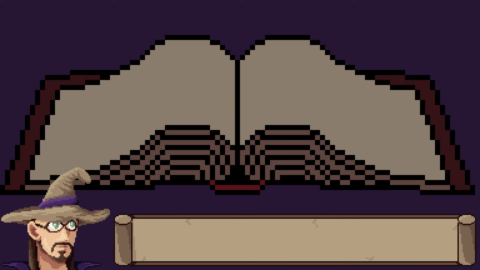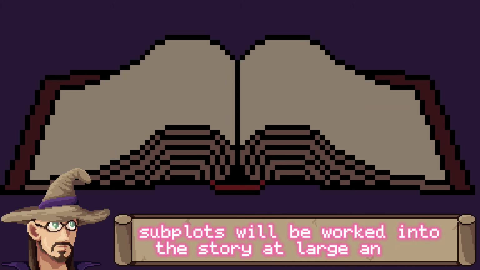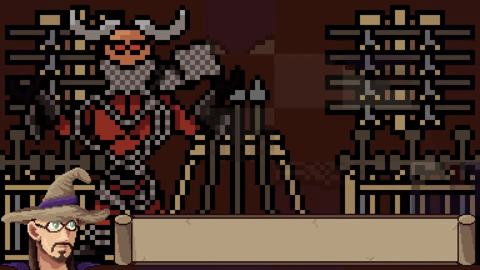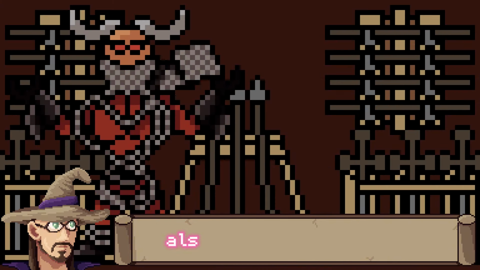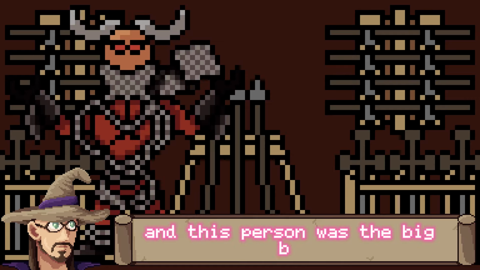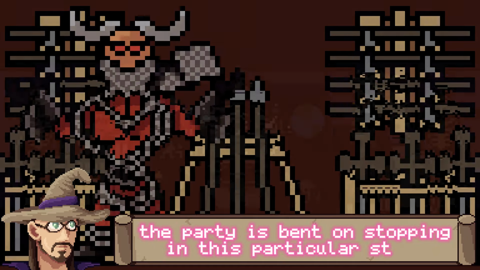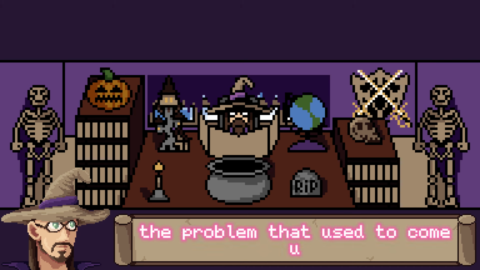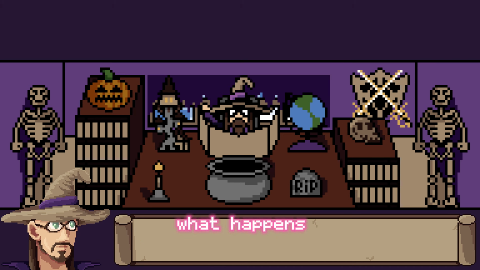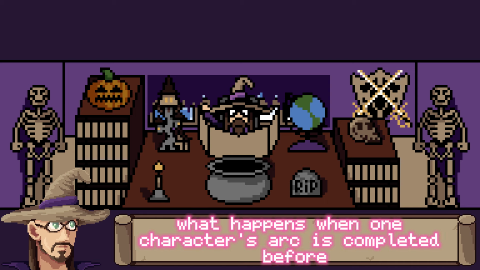So ideally, both subplots will be worked into the story at large anyway. But for an idea on how you might do this, maybe the same person who kidnapped the friend also stole the artifact, and this person is the big bad the party is bent on stopping in this particular story. This also helps to avoid the problem that used to come up all too often in my games, and that is what happens when one character's arc is completed before the campaign comes to a close.